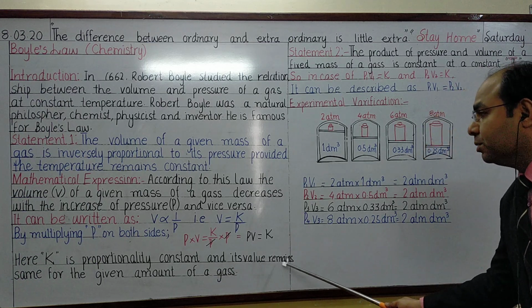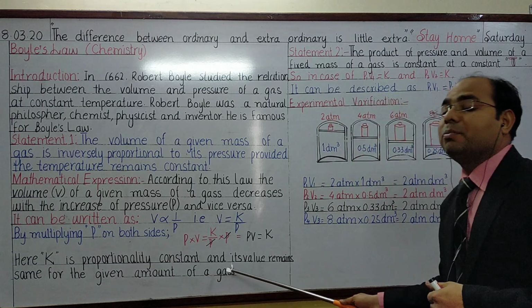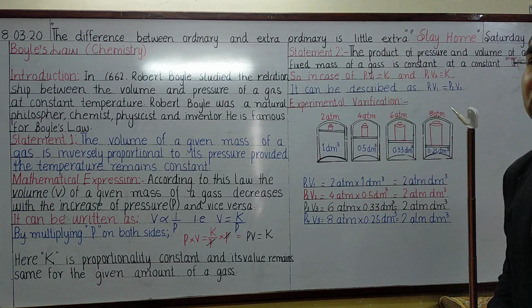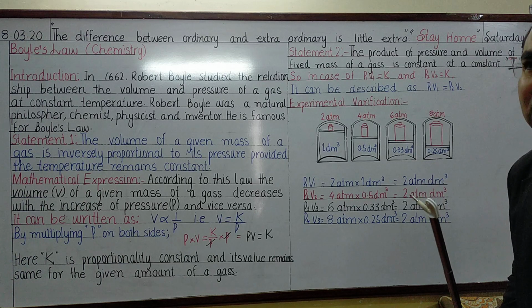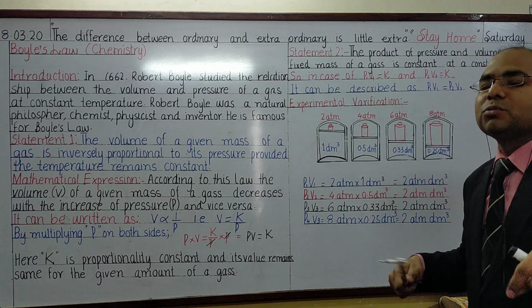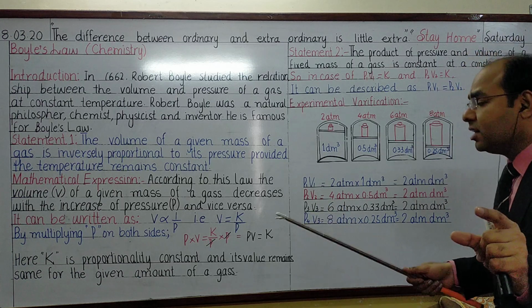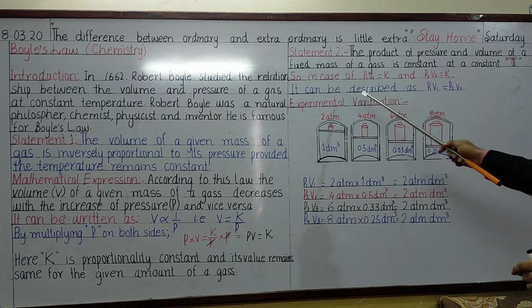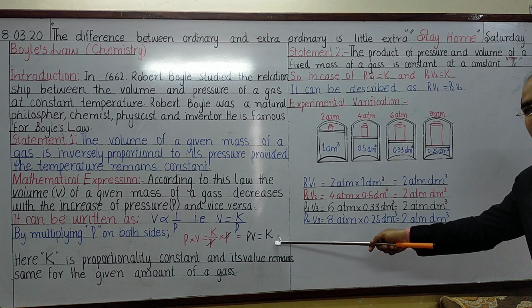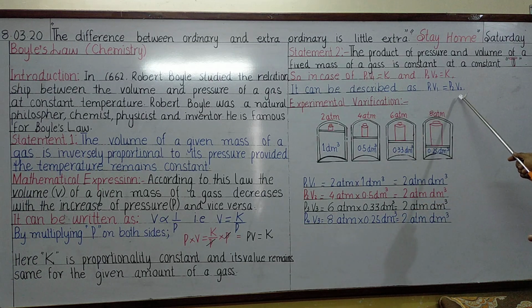Here K is the proportionality constant and its value remains the same for the given amount of mass of a gas. That means if the mass of gas is fixed, then the temperature is constant. So whenever you find the constant, it is equal to P into V, pressure multiplied by volume. Whenever you multiply pressure by volume for a fixed mass of gas, the value of K should be the same, whether P1, P2, P3, whatever you take. So we can say P1 into V1 is equal to P2 V2.